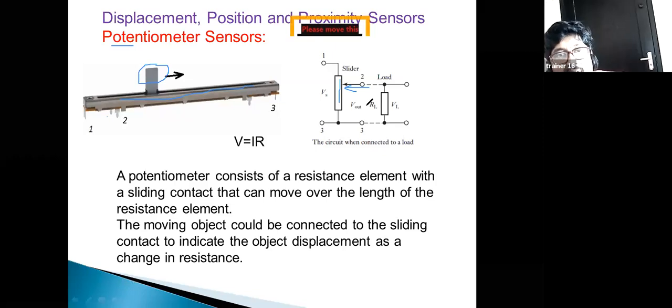That means it is a displacement sensor. The slider displaces, maybe from left to right or right to left, like this. When it moves, the resistance changes. Once the resistance changes, the output voltage varies.